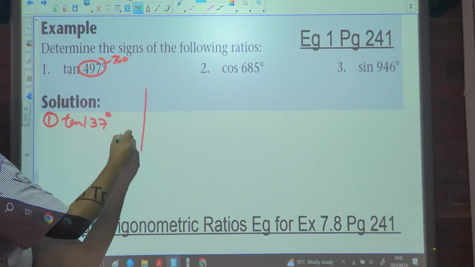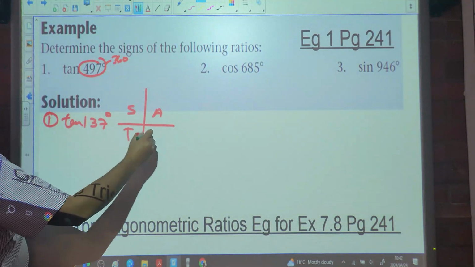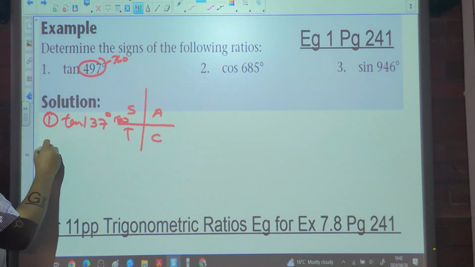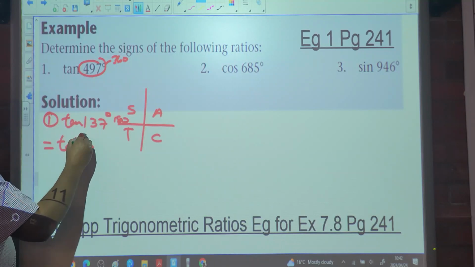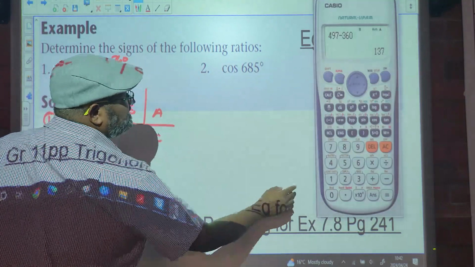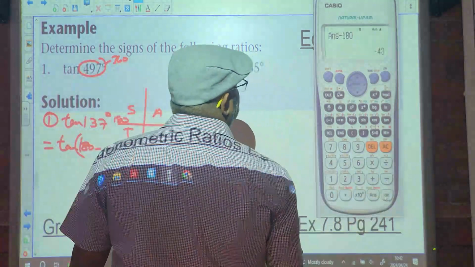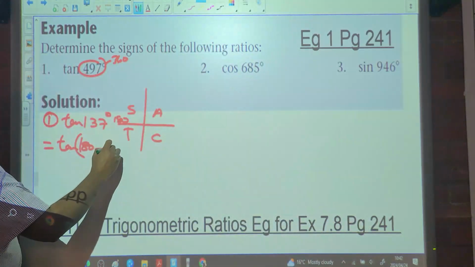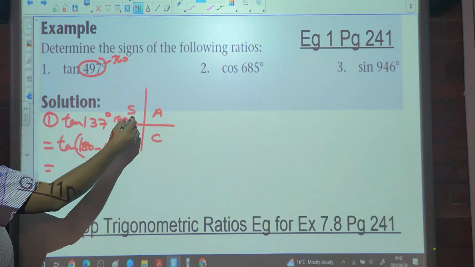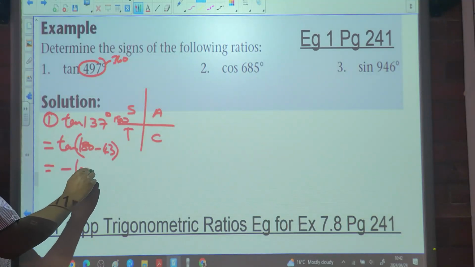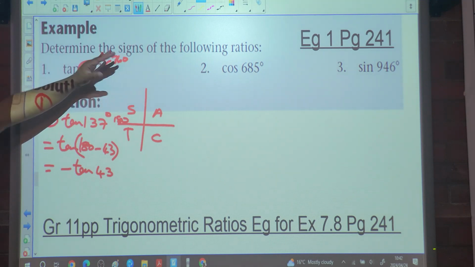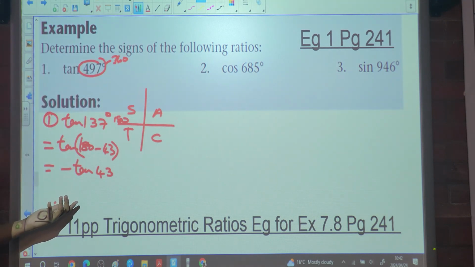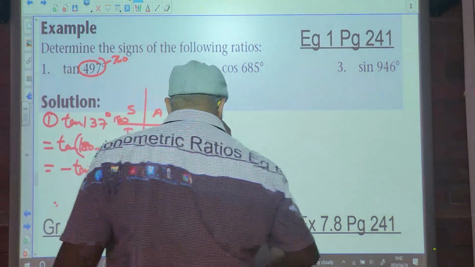So we ask ourselves, okay, which quadrant is 137 in? How do I get in quadrant 2? So I say 180 minus 137 gives me 43. So it's 180 minus 43. Any sign positive or negative there? Negative tan of 43. And as you can see, their answer is the sign, so the sign is just negative. But you guys understand? Right, let's look at the next one, number 2.